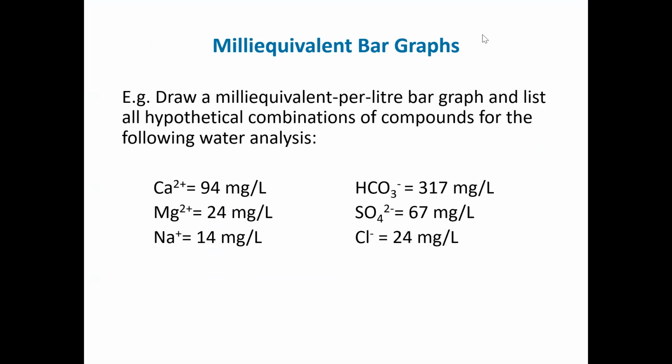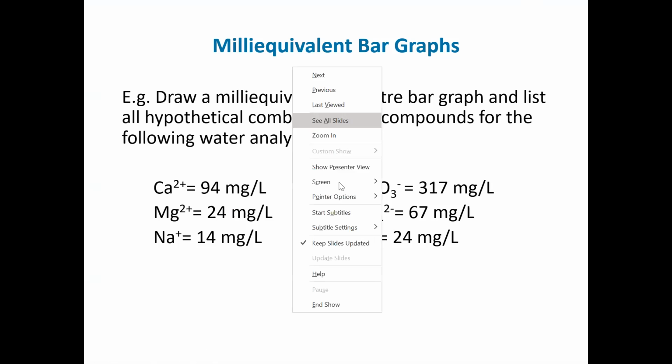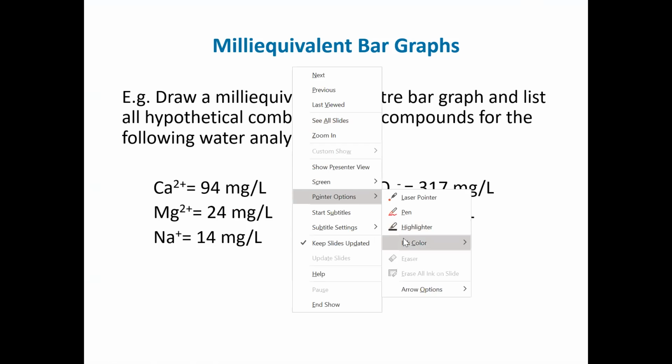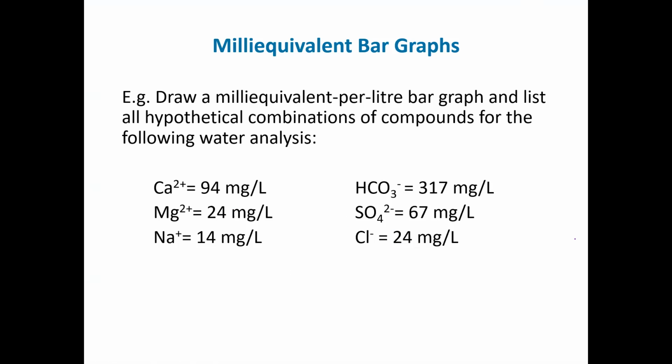All right, so this is where we finished off last day. We were talking about milliequivalents, how to calculate them, and how to use them to make things like bar graphs. We were also talking about balancing, looking at the balance between the anions and cations and all that. So before we got into any more information, I thought we would just do a quick review problem.